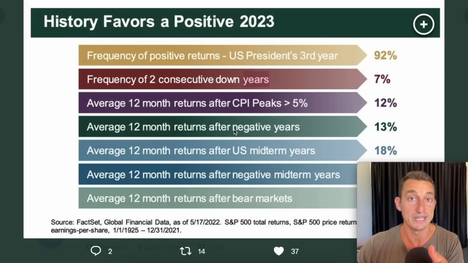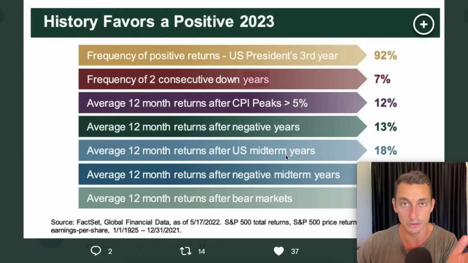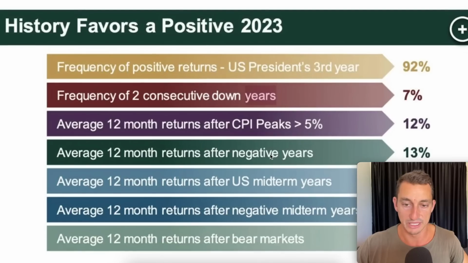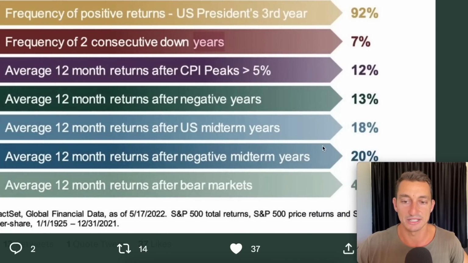2023 returns after a negative year. Last year was a negative year, and we typically see about a 13% return. Average 12-month return after a US midterm year. Last year was a midterm year, and we see about an 18% return. Average 12-month return after negative midterm years. Last year was a negative midterm year, and we see about 20%.